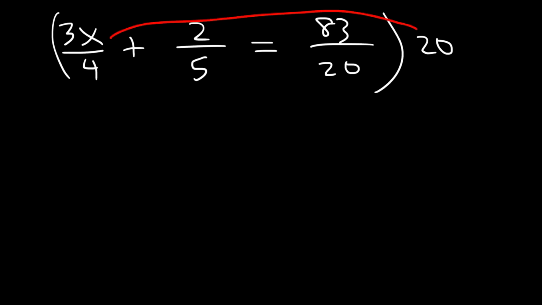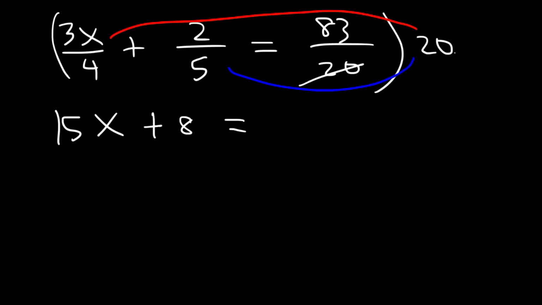Instead of multiplying first and then dividing, you could divide first and then multiply. If we did 20 divided by 4, that's 5. 5 times 3x will give us the same answer of 15x. Now what about 2/5 of 20? Well, if we take 20 divided by 5, that will give us 4, and then 4 times 2 is 8. So 2/5 of 20 is 8. Now if we multiply 83 over 20 by 20, the 20s will cancel, giving us 83.